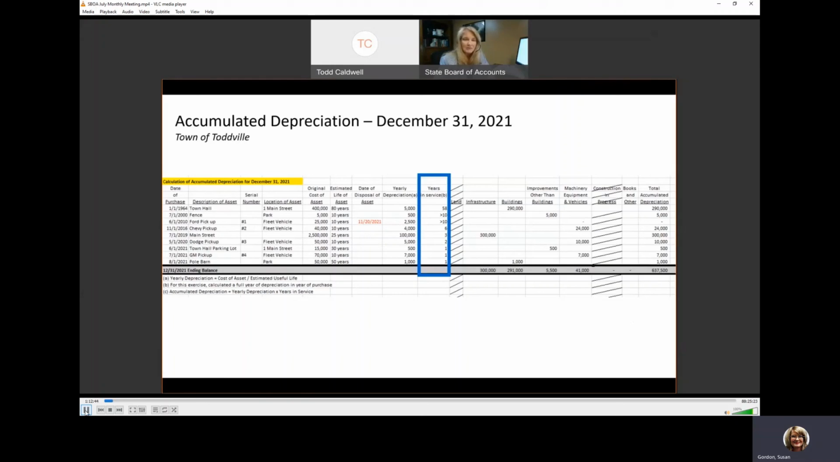I multiplied the yearly depreciation times 58 to come up with my total accumulated depreciation for my town hall at $290,000. Next slide.